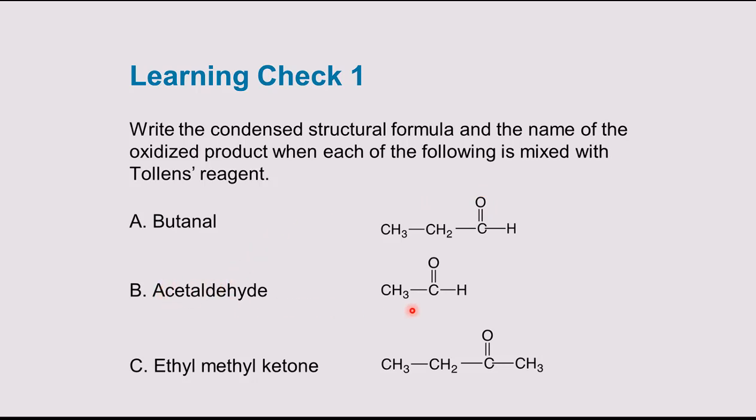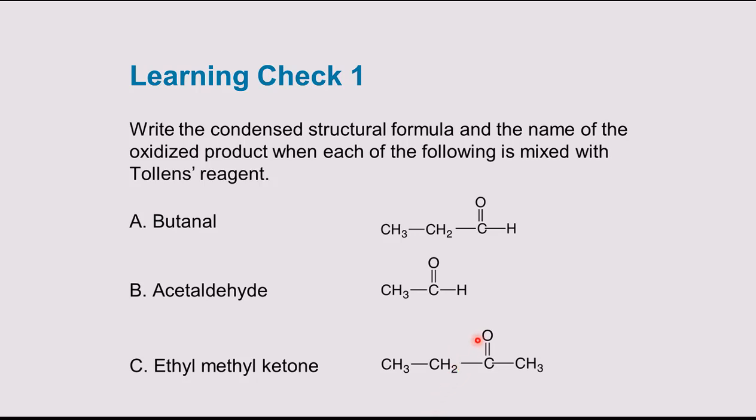What about acetaldehyde? Again, we see that the carbonyl carbon is at the end of the chain, and so it should react with Tollens' reagent to make a carboxylic acid. And then what about ethyl methyl ketone? Well, if we look, we have ethyl, methyl, and then the ketone carbon. We recognize that the C double bond O is in the middle of a chain. There is no hydrogen here. So because it's a ketone, we should not get a reaction.